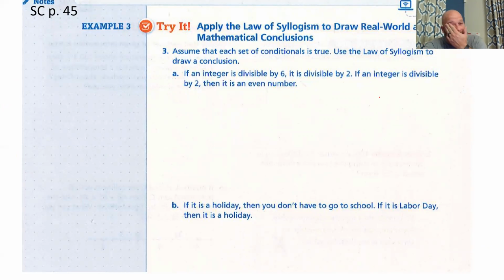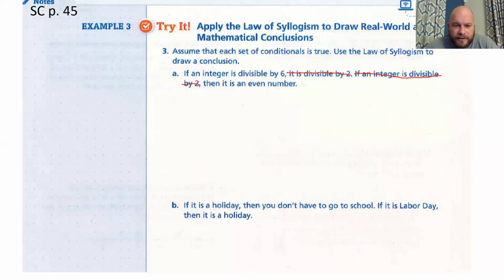All right, let's do the try-its. On this one, it says, if an integer is divisible by 6, then it is divisible by 2. If an integer is divisible by 2, then it is an even number. So if we just get rid of the part where it's saying divisible by 2, let's cross that out. So now it reads, if an integer is divisible by 6, then it is an even number.